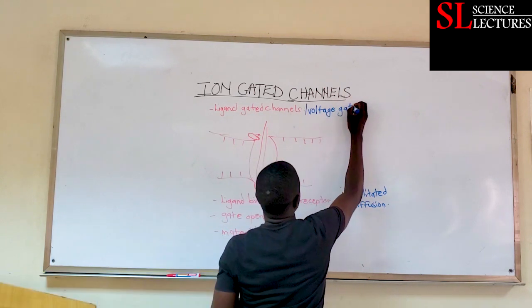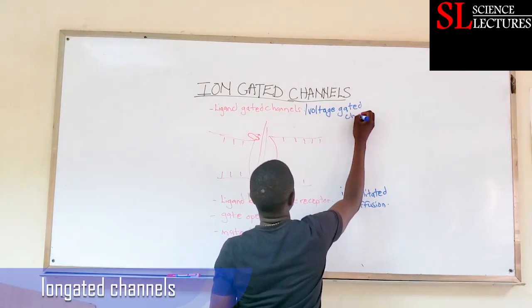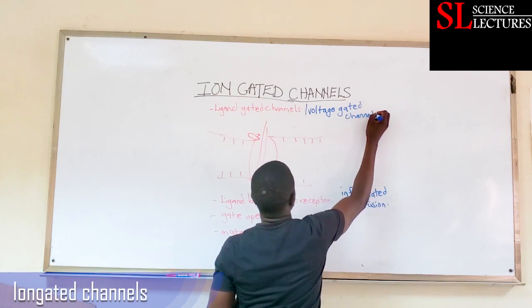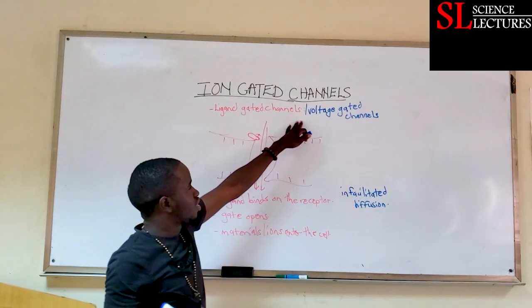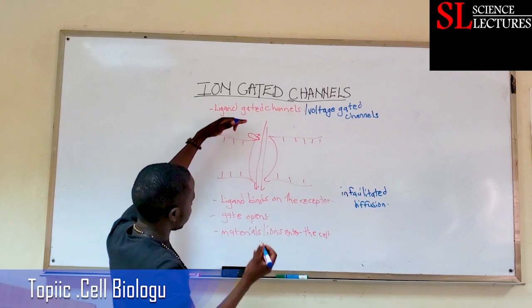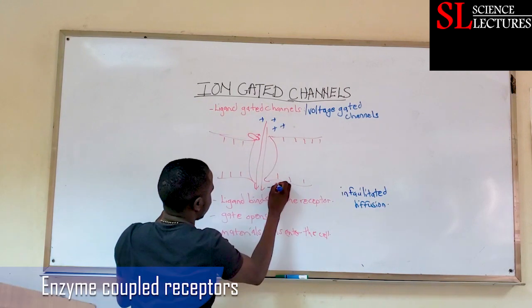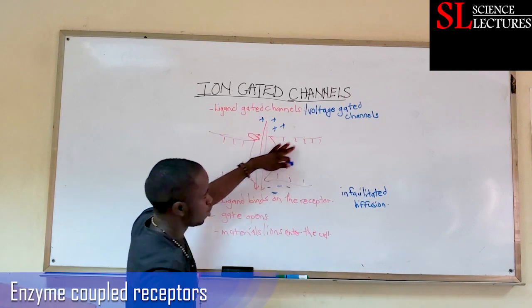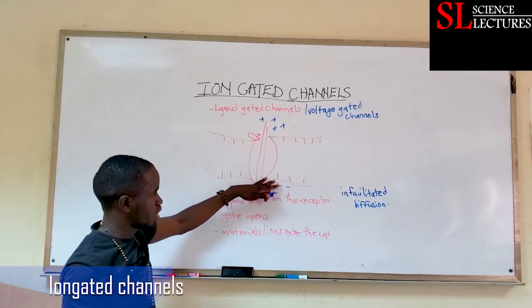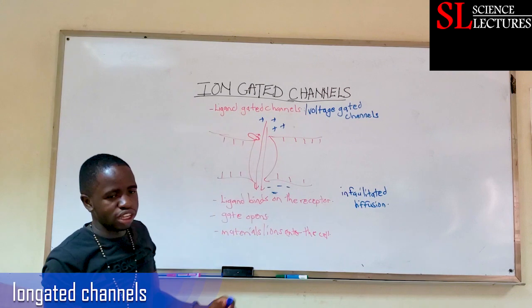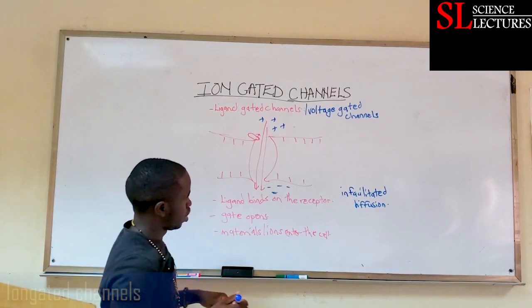However, they can sometimes be called voltage-gated channels. So voltage means something like electricity. If on this side I have very many positives and on this side I have very many negatives, depending on what is supposed to enter or leave the cell, that is where the gate shall open. And that is it for ion-gated channels.